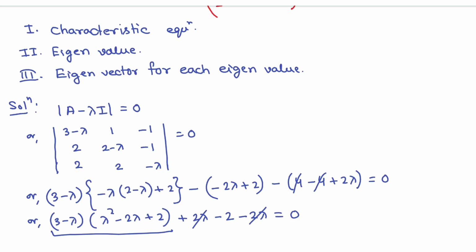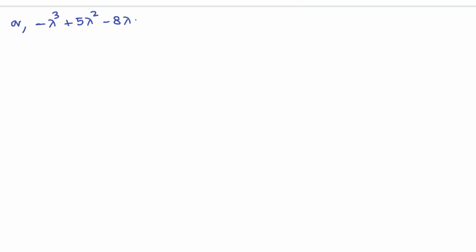minus lambda cube plus 5 lambda square minus 8 lambda, and here we have 3 into 2, 6, minus 2 plus 4, equals 0. That means lambda cube minus 5 lambda square plus 8 lambda minus 4 equals 0. So obviously this is our characteristic equation. Now you have to solve this equation and you will get the eigenvalues.